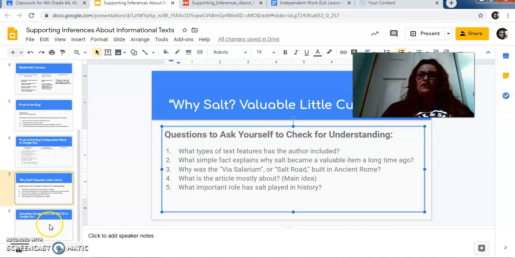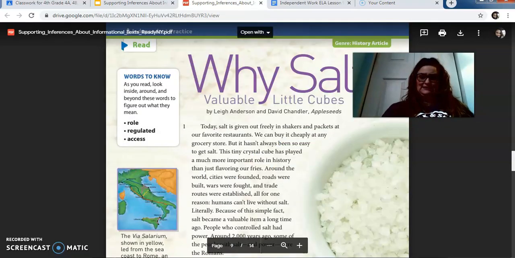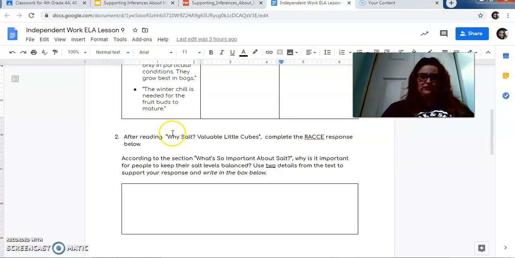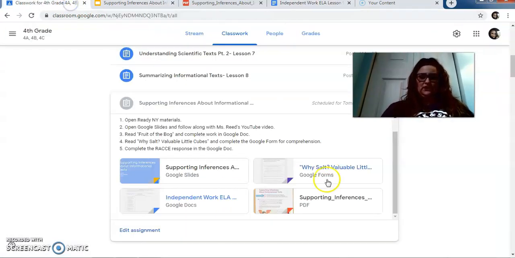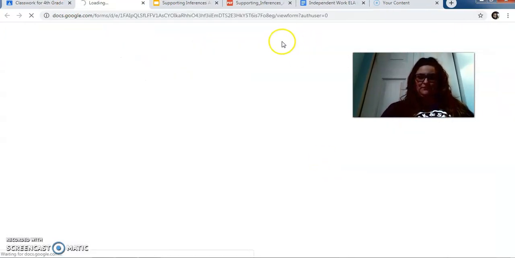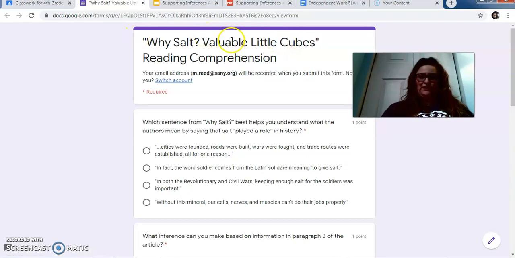So after you've read this text right here, you are going to answer this RACE response right here in this box, and you're going to submit it to me. Make sure you click submit. You're also going to be doing the Google Forms, like Why Salt, Valuable Little Cubes. You're going to be completing that as well. Make sure you click submit so I can see what you do.